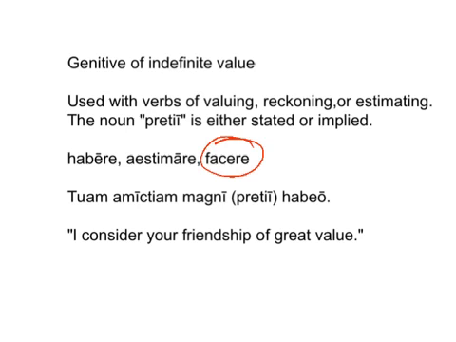Right, and you look at the example here. Tuam amicitiam magni pretii habeo. I consider your friendship of great value. Sorry, there's a typo there that should say amicitiam. Regardless, right? I value, or I consider your friendship of great value. And the pretii here could be implied, like it may be there or it may not be there. Again, sort of not a big deal. And it's a very specific use of this genitive with pretii.